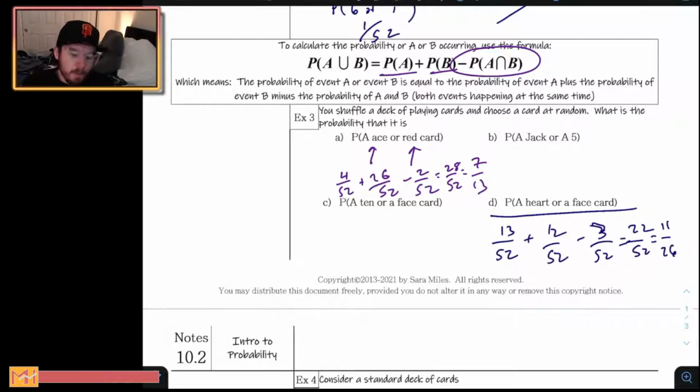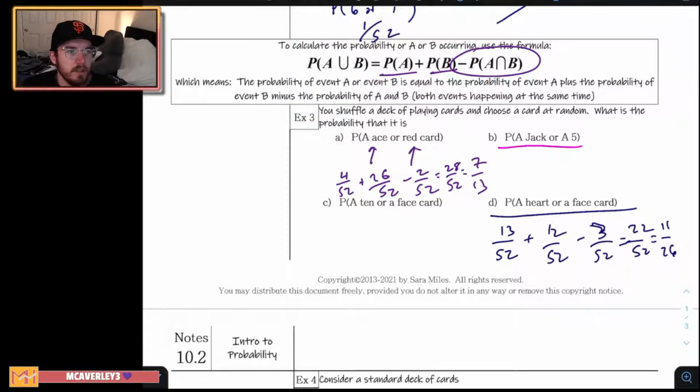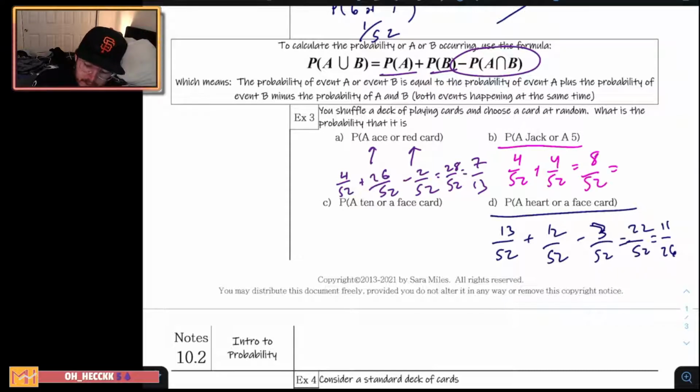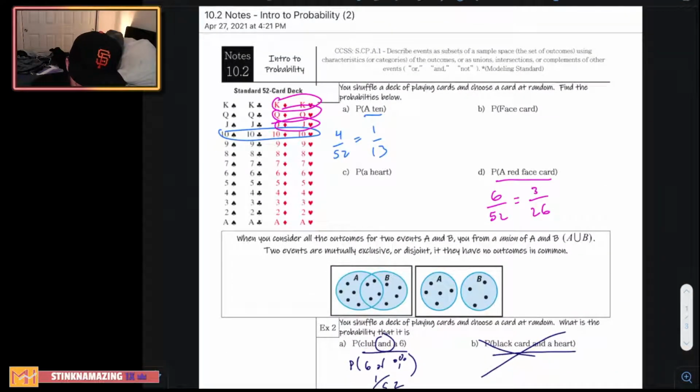There are moments where there is no overlap. For example, this question. There's no overlap between jacks and fives, right? What's the probability of getting a jack or a five? 4 jacks, 4 fives, 8 out of 52, and they're both divisible by 4, so you get 2/13. There's no overlap between jacks and fives. You can't have a jack that is also a 5. They're completely separate. Okay?